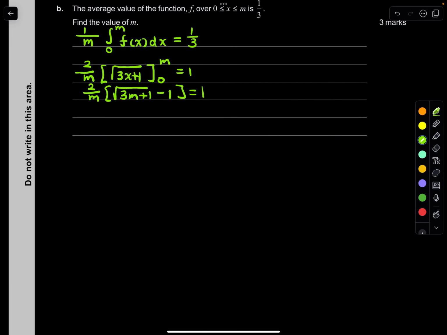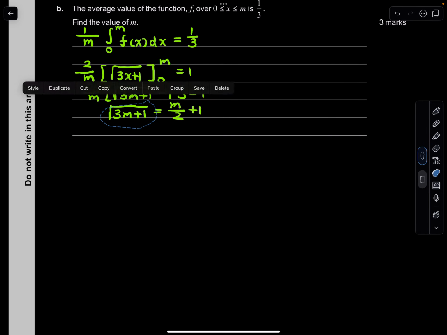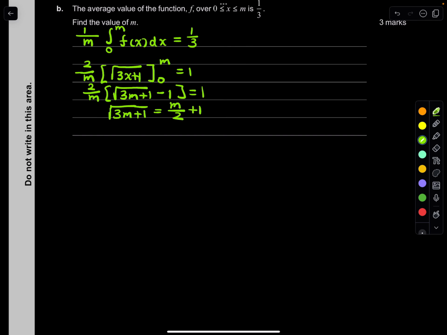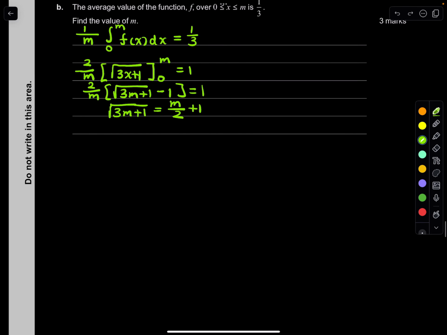So, times both sides by 2 over m. I want to get rid of this. So it's going to be, no, m over 2. So multiply both sides by m over 2, you get basically square root of 3m plus 1 minus 1 equals m over 2. Add 1 on both sides to get rid of that 1 here. We get this. All right. I'm going to make this a common denominator. So that is basically m plus 2 on 2.